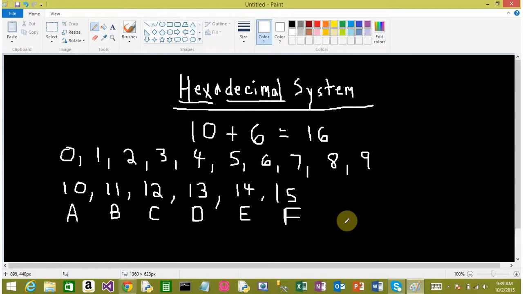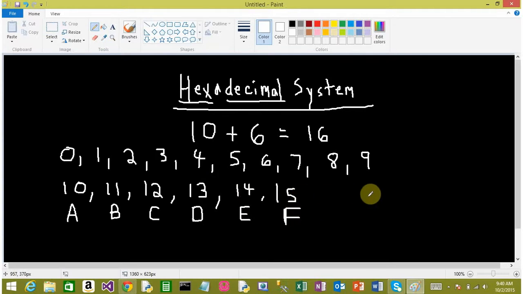So, to recap what we just did with the hexadecimal system, we had the first 10 digits, 0 through 9, and then for the other 6 remaining digits, we just use the first 6 letters in the alphabet. A equals 10, B equals 11, C equals 12, D equals 13, E equals 14, and F equals 15.